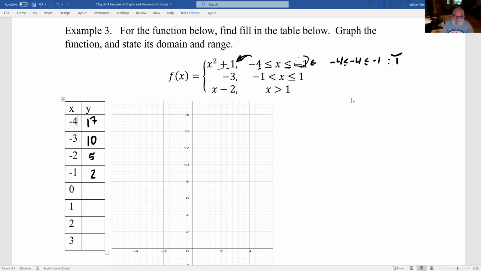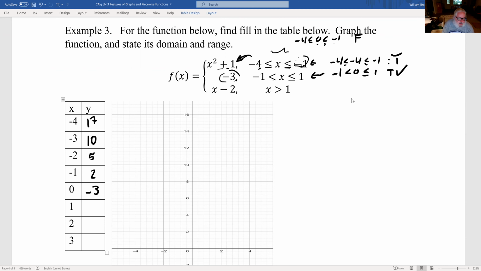Now 0, if we plug 0 into here, you get minus 4 less than or equal to 0 less than or equal to minus 1. And that's false because 0 is not less than or equal to minus 1. If you plug 0 into this interval, you get minus 1 less than 0 less than or equal to 1. And that's true. So that means we use this formula. And that just tells me that if x is 0, then y is minus 3. So not a particularly exciting thing.